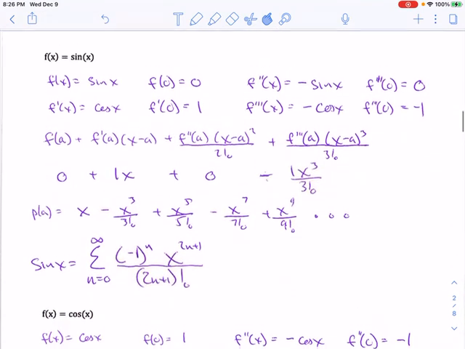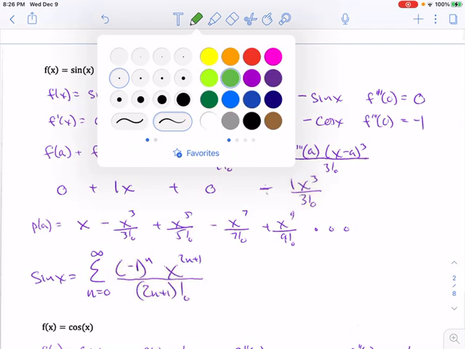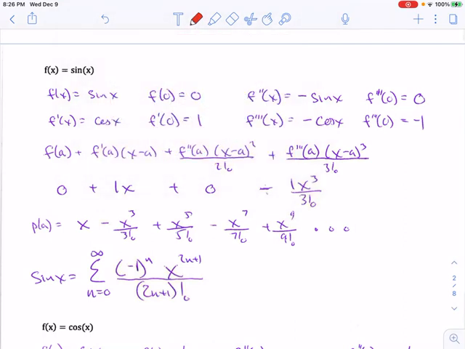The last two problems we want to do are sine and cosine, another couple of common functions that we're all familiar with. And we want to find a Taylor series that represents the sine of x. So f of x is equal to the sine of x.